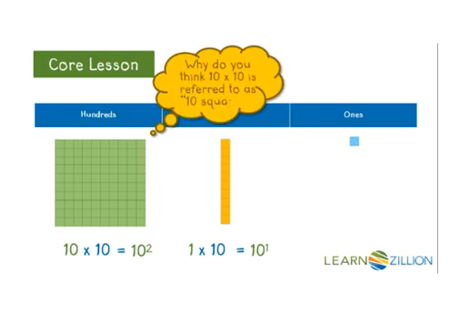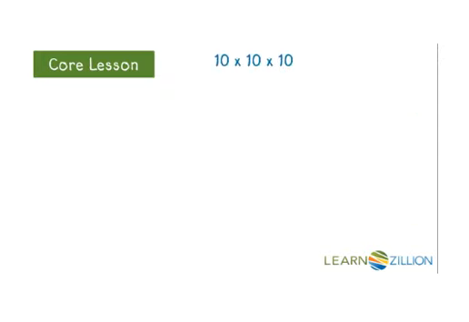Why do you think we call it 10 squared? The array that is formed when we multiply 10 times 10 is in the shape of a square, so it's referred to as 10 squared. What if we continue and multiply 10 times 10 times 10?